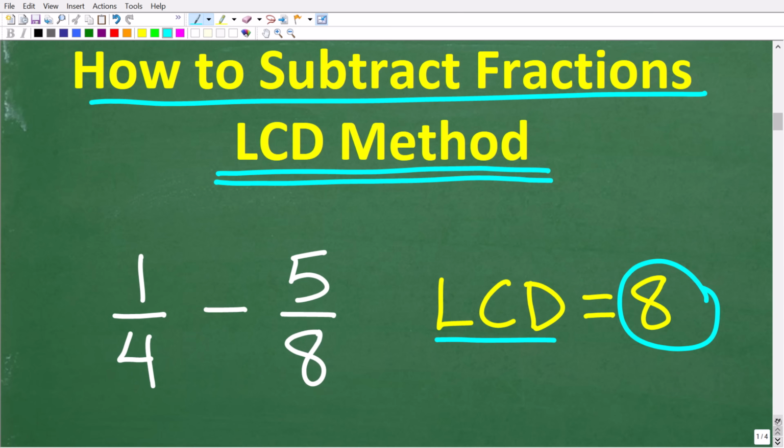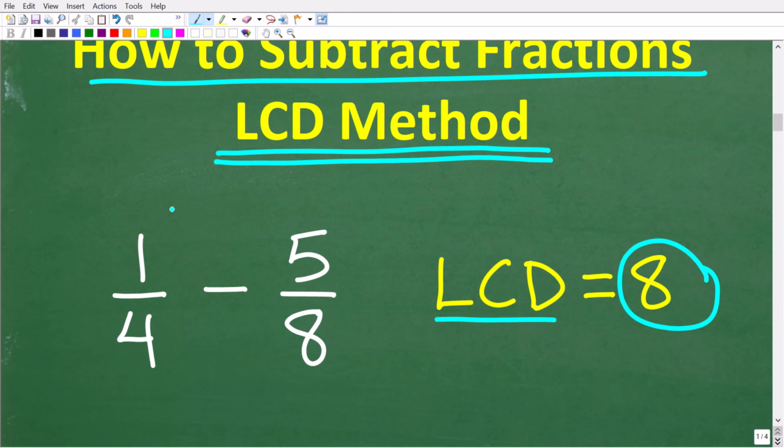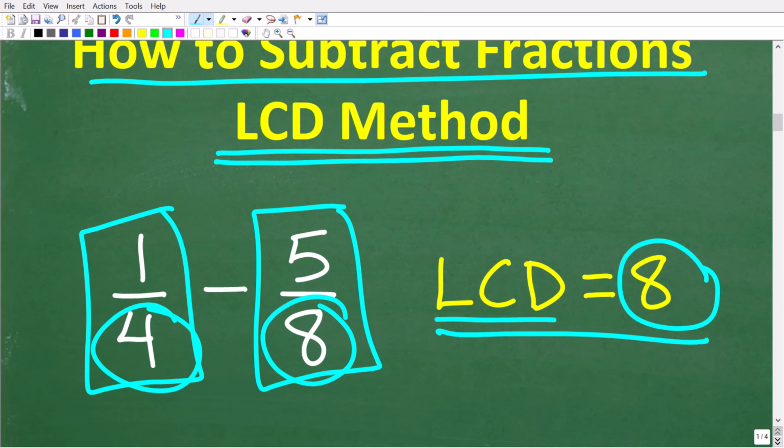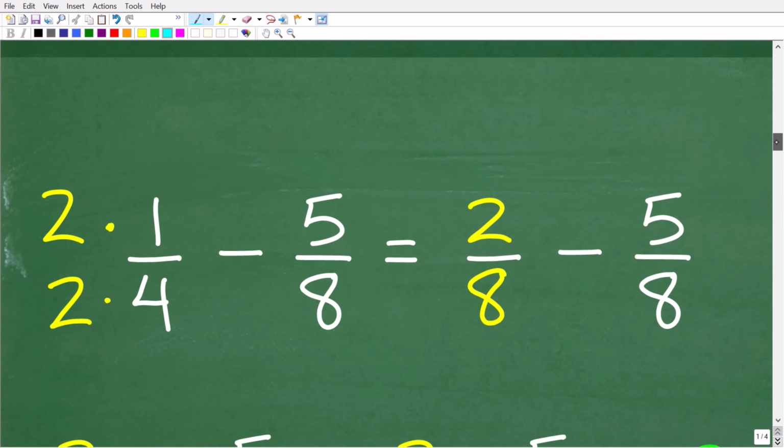LCD? Well, the main idea here is that we need to rewrite both of these fractions such that their denominators are the LCD, which of course is 8. So this fraction right here already has 8 as its denominator, but this one over here doesn't. So we've got to fix up this fraction such that it has the LCD, and then of course we can subtract these fractions. All right, so let's go ahead and do this right now.